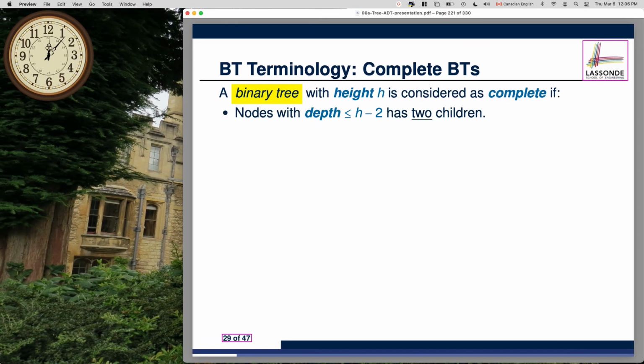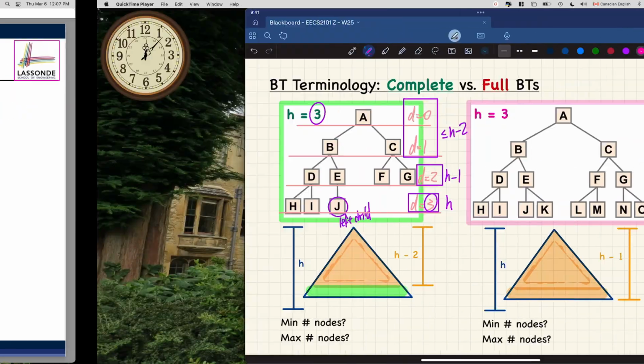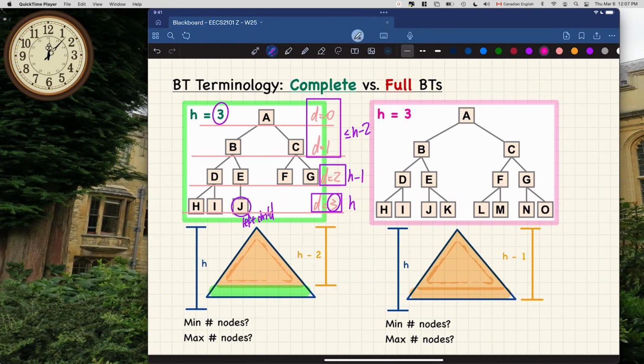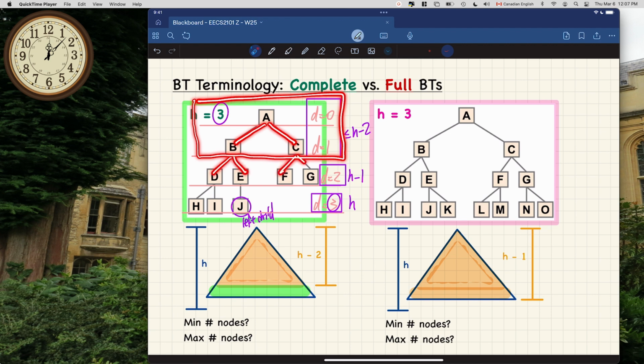Part 1. To be a complete binary tree, all the nodes with depth H minus 2 have exactly 2 children. Cannot be 0, cannot be 1. Got to be exactly 2. That's exactly the area I was talking about. For all the nodes right here at H minus 2, all these nodes have exactly 2 children. That's what part 1 of the definition is saying. For all the nodes with level less than or equal to H minus 2, they have exactly 2 children. That's part 1.